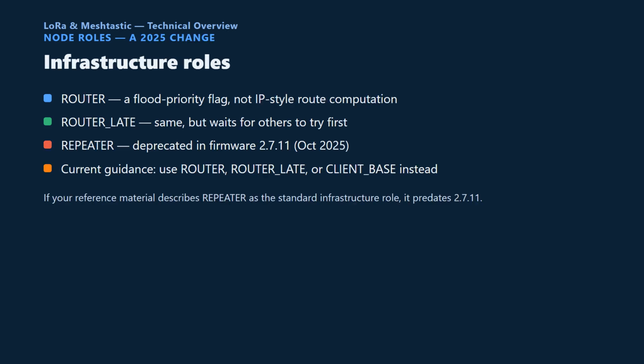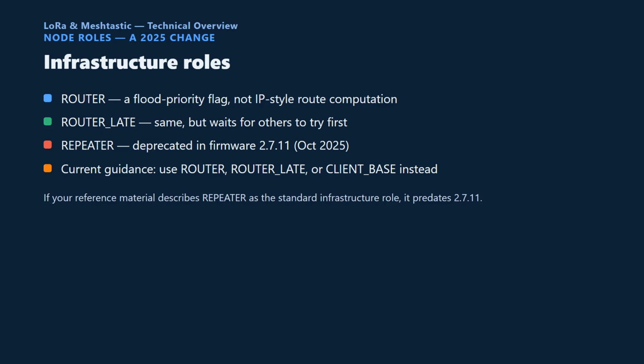And the infrastructure roles, where I need to flag something recent and something easy to misread if you're coming from IP networking. Router always rebroadcasts once and becomes a preferred relay for the mesh. But don't let the name fool you. This isn't doing route table lookups the way an IP router does. There's no path computation here. It's a priority flag, always relay this, full stop.